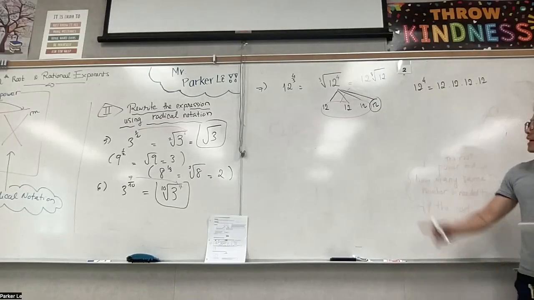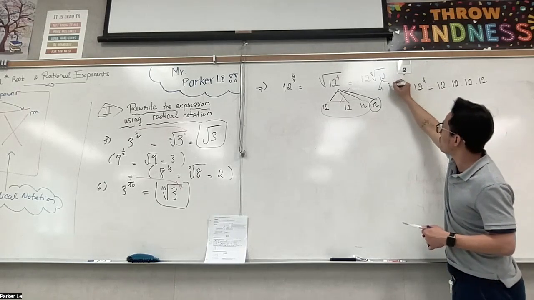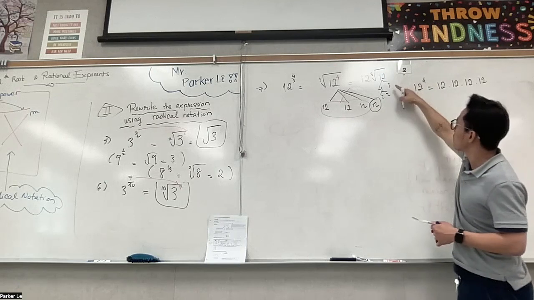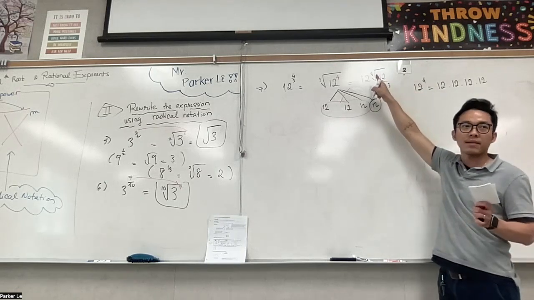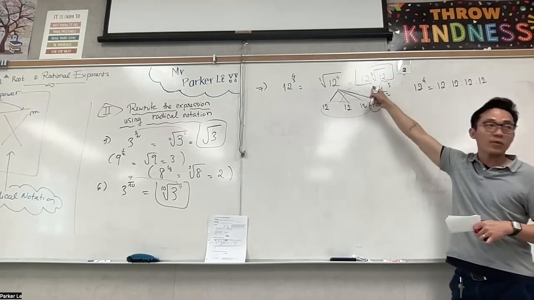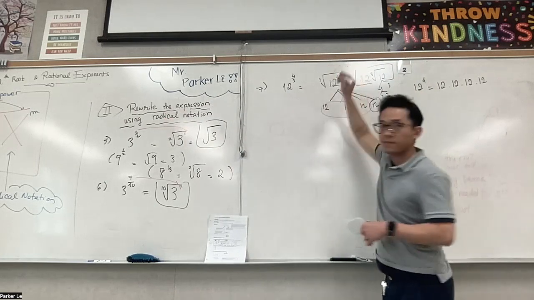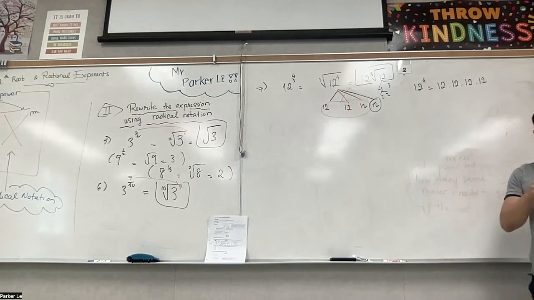And I don't think we can do anything else for this. Let's say 12 is 4 times 3, and 4 is 2 and 2. Yeah, there's no 3 same numbers. So this is the final answer. If I ask you to evaluate, you're going to stop right here. If I just ask you to rewrite, you're also going to stop right here. Does it make sense? Yeah? Okay, good.